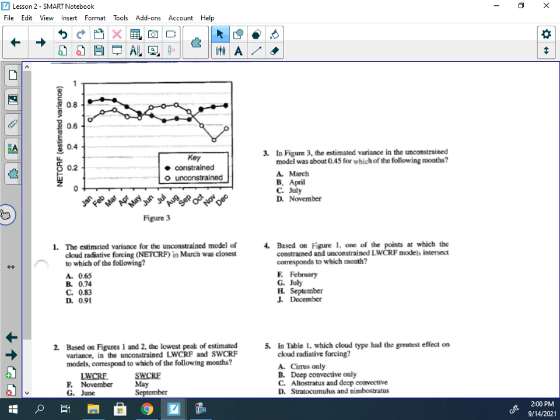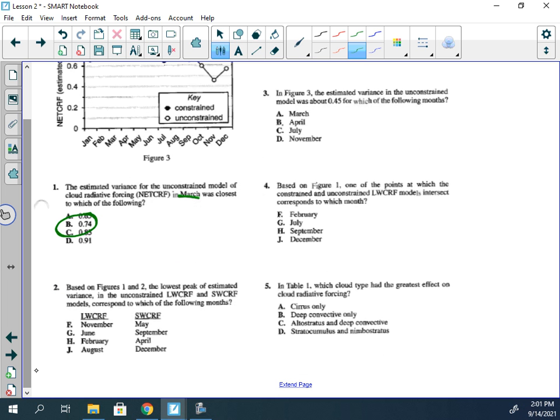And then we also talked about unconstrained in March, yes? Unconstrained is the graph or line with the closed dots, and we want to know in March. Unconstrained, yes, thank you. I don't know why I was saying constrained, unconstrained. Yep, it would be 0.74. Unconstrained model, just below 8, so it's going to be 0.74. Okay.